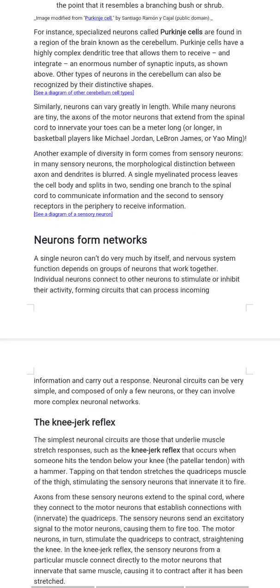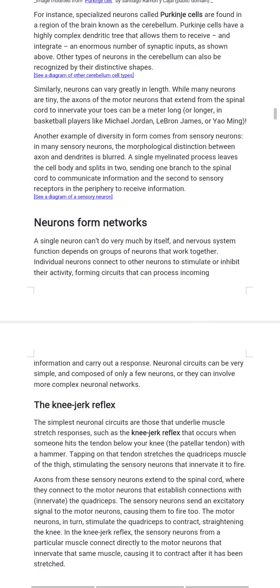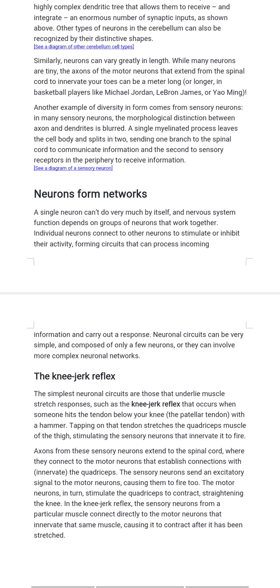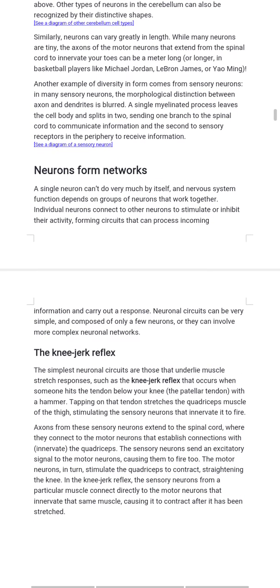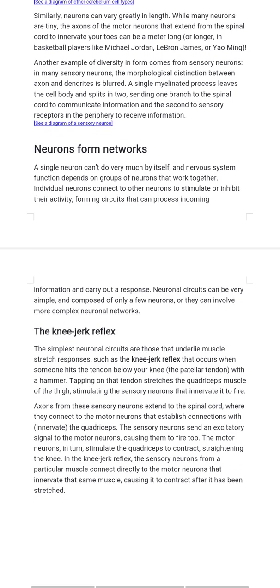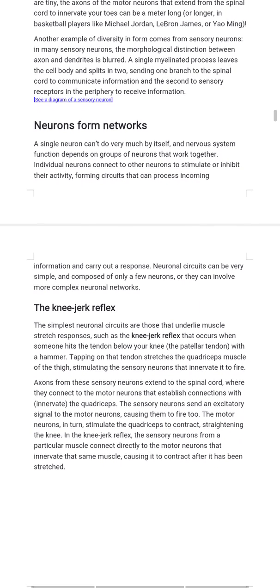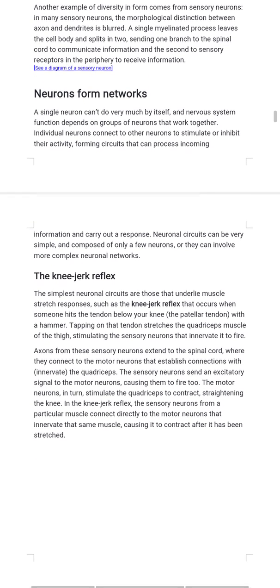Neurons form networks. A single neuron can't do very much by itself, and nervous system function depends on groups of neurons that work together. Individual neurons connect to other neurons to stimulate or inhibit their activity, forming circuits that can process incoming information and carry out a response. Neuronal circuits can be very simple and composed of few neurons, or they can involve more complex neural networks.